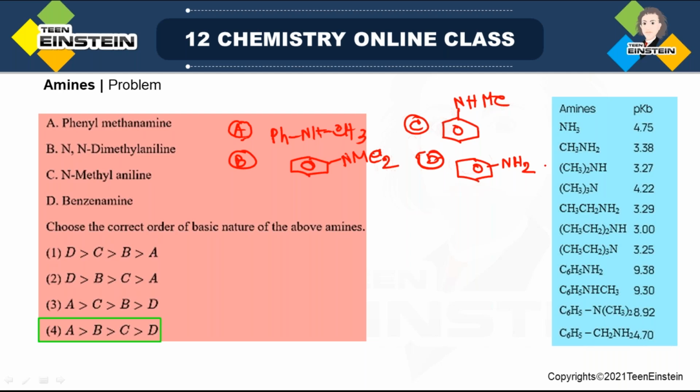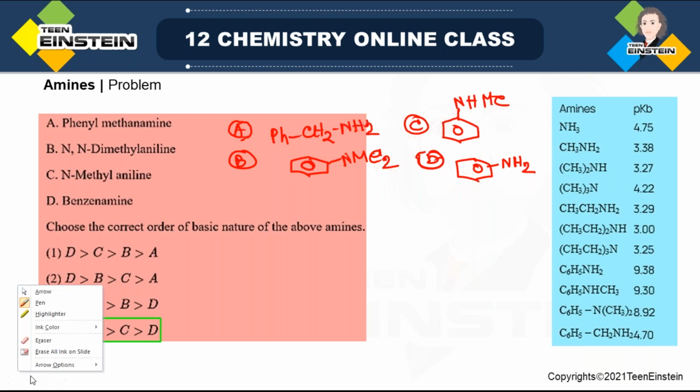Fine. Now we have to choose the correct order for the basic nature of the above amines. So as you can see here, option 4 is already selected. That means the first amine, phenyl methanamine, that should be maximum basic, right? Sorry, I made a mistake. It is not PhNHMe. It is actually PhCH2NH2. This is actually an aliphatic amine.